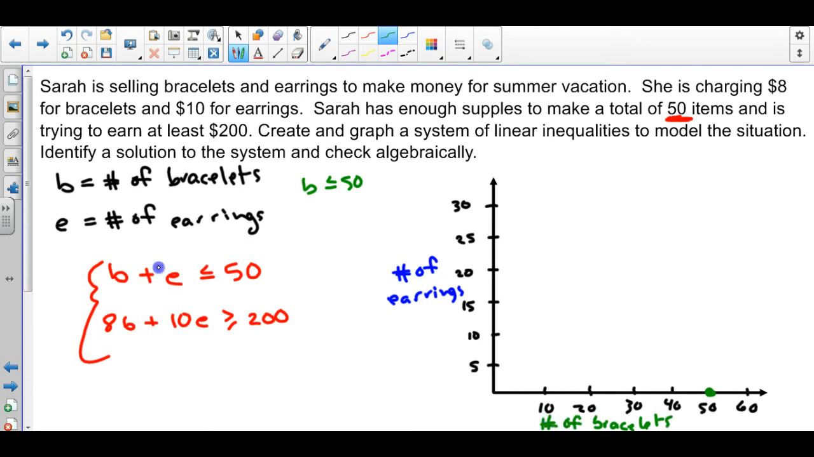And I'll do the same thing for the earrings. So let's assume that she sells 0 bracelets and only earrings. Well, she would need to sell 50. So I'm going to also just kind of wipe this. It means that, again, her supply amount would allow her to only make 50 of those. So I'm going to count by tens again here.